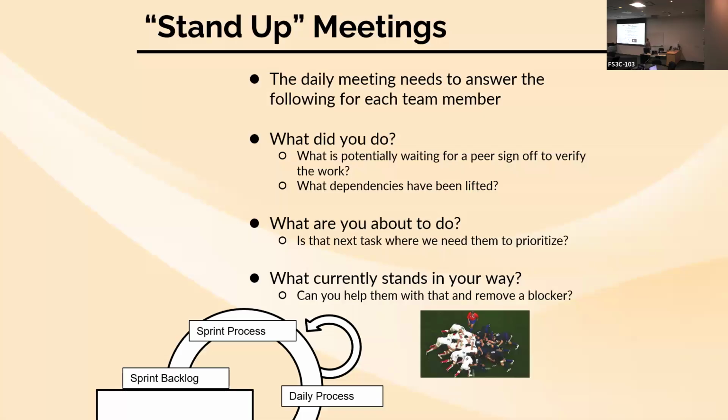What did you do? Meaning, I've completed this task. If this was a dependency for you, that dependency has been lifted. Or if you are available to do a peer check on this work for me, please do a peer check for me. You're just communicating with your other team members. What has already been completed?